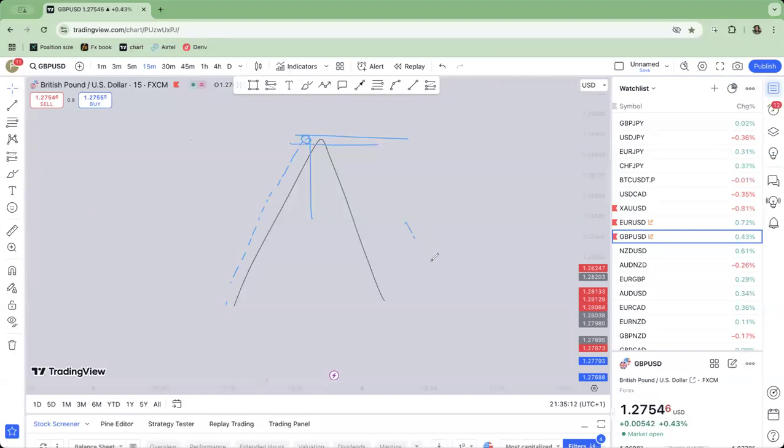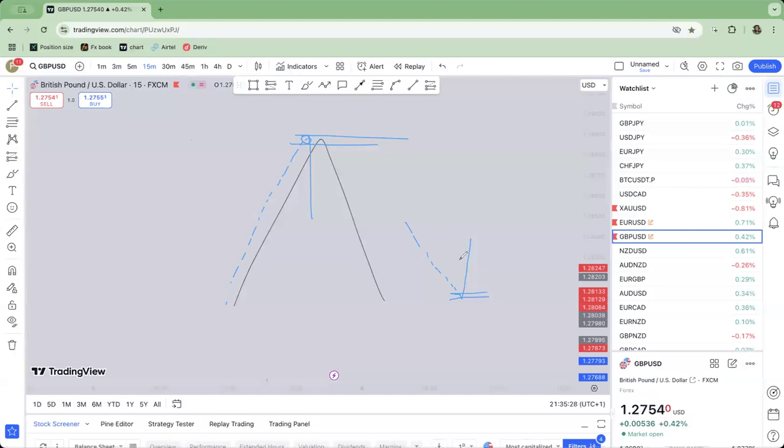The same thing is applicable here. If the market was coming down and then turned back to the upward side, the last bearish candle before the market started creating bullish candles is our order block.